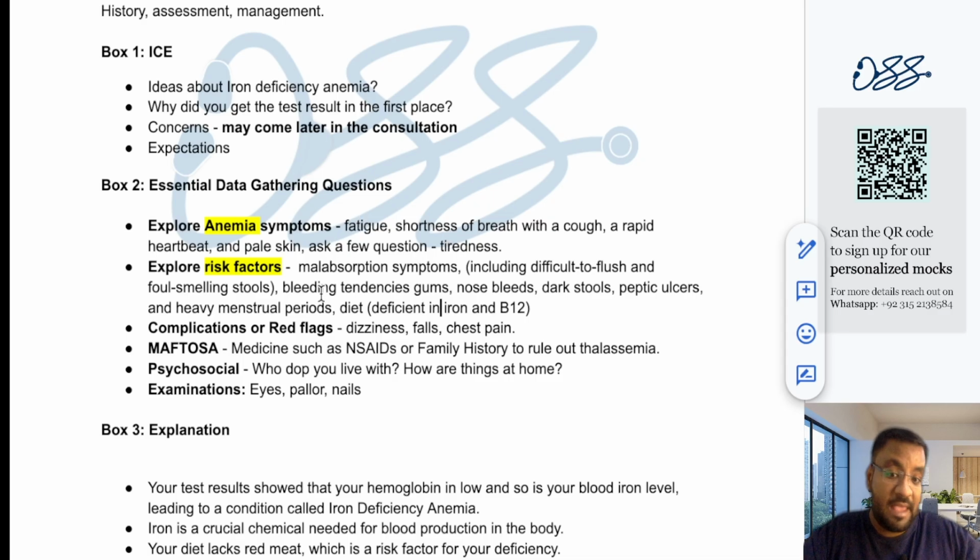If they may be having some bleeding tendencies, by any chance do you have bleeding gum problems? By any chance do you have nosebleed? Then you're going to talk about the dark stools or peptic ulcers. Do you have a history of any abdominal pain? Do you feel that the color of your stool is a bit dark? And if it's a female, you're going to ask about periods. If the patient is having very heavy periods, then it's most likely that she's going to develop iron deficiency anemia. So you're going to ask about the heavy menstrual period. All the risk factors, you just think about a risk factor and you have to ask about it.